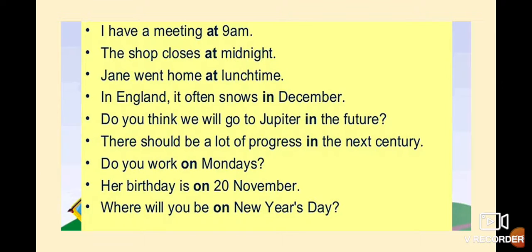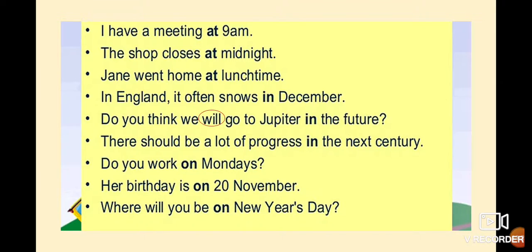Do you think we will go to Jupiter in the future? In that case, yes, we have helping verbs. For example, we have do, this is one, and the second one is will. So in this sentence, we have two helping verbs, do and will. And what is the main verb in this sentence? In that case, it is go. This one is the principal or the main action.